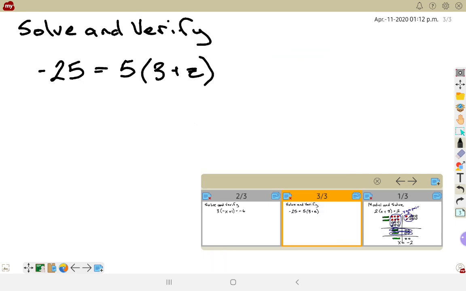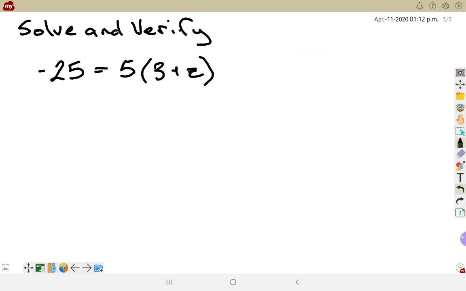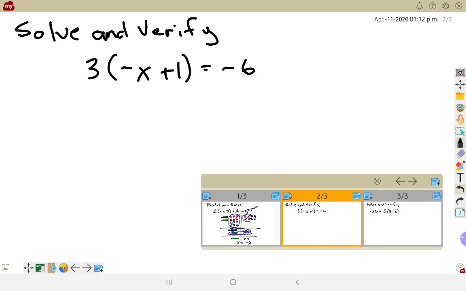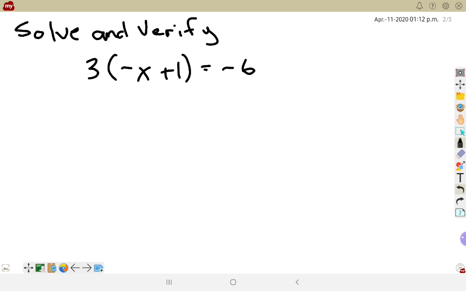Alright, we'll only do one with the model today because I want to show you 2 different methods of solving these. Oh, sorry, I went to the wrong one. Let's look at the second example here. I've got 3 times, and then in brackets negative x plus 1, is equal to negative 6.